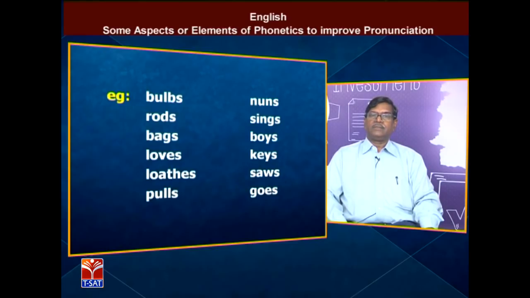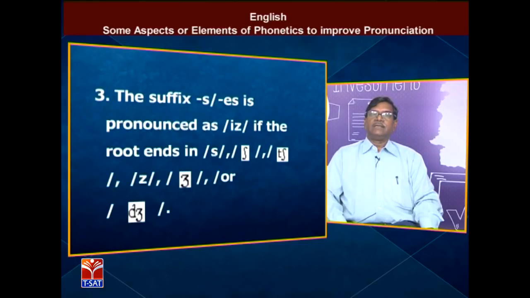Boy, it is ending with oi. It is a vowel sound, which is a voiced sound. Boy. So, it is not "boys" with an s sound, it is "boyz". Similarly, key, keys; saw, saws. Likewise, the suffix or the plural marker is pronounced in three ways: s, z, and the third one is iz.